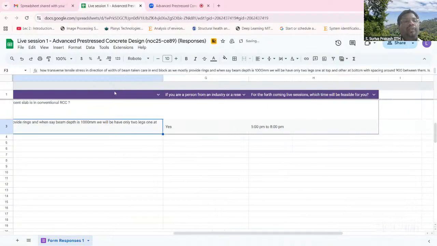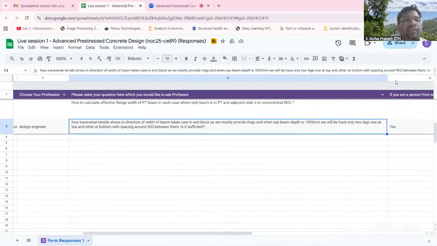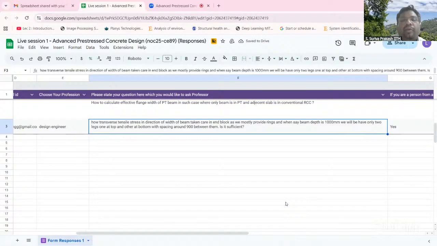So basically, you have to check how the transverse tensile stress in the direction of the width of the beam is taken care of in the end block, as we mostly provide rings when, say, the beam depth is 1 millimeter, and we have only two legs, one at the top and the other at the bottom, with spacing around 900 between them. Is it sufficient? Well, I don't really understand what he means. He's talking about putting some transverse reinforcement only at the top, with two legs.